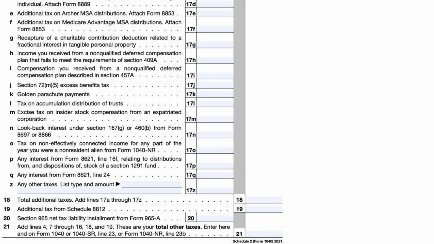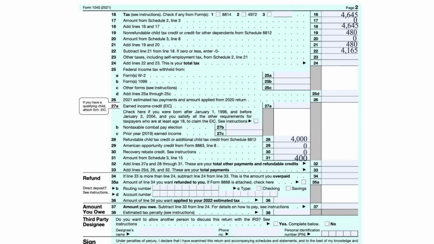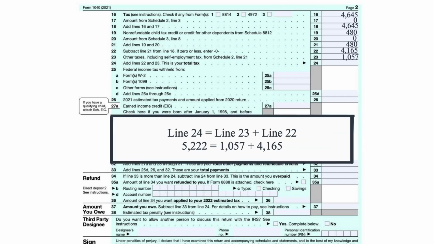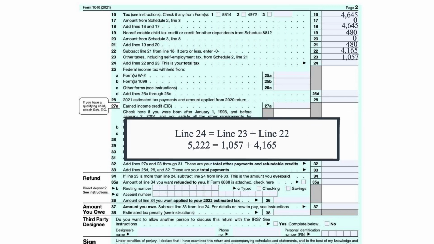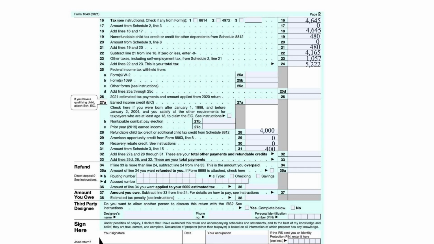We will go to Form 1040, line 23, which is transferred from Schedule 2, line 21. This amount is $1,057 for Emily. Line 24 is used to add lines 22 and 23 of Form 1040. Form 1040, line 25A to D, is for federal income tax withheld from A, Forms W-2, B, Forms 1099, and C, other forms. D is to add lines 25A through 25C.